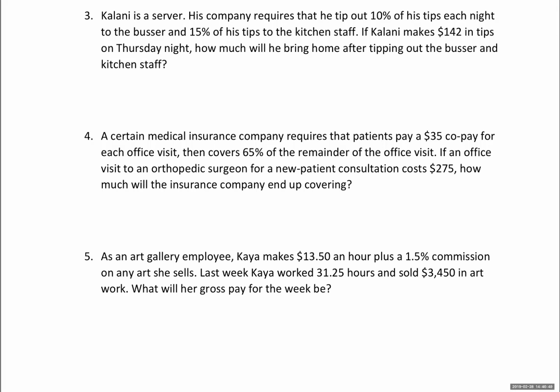if Kalani makes $152 in tips on Thursday night, how much will he bring home after tipping out the busser and the kitchen staff? A lot of information in this problem, a lot of stuff going on, very typical of the GED. Let's start with, where are we going? What are they asking us to look for? Maricela, what do they want us to find?